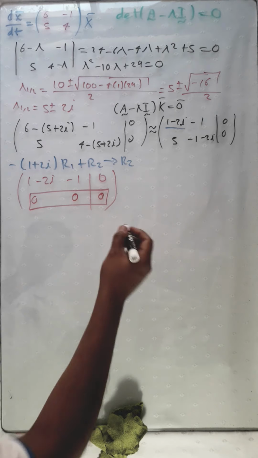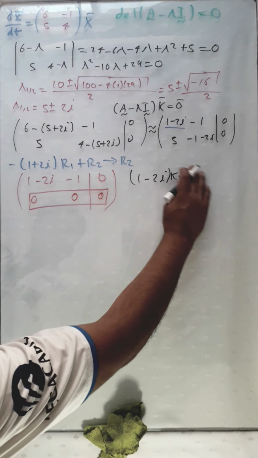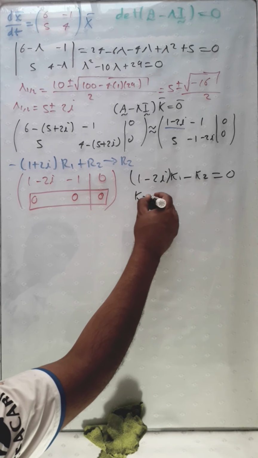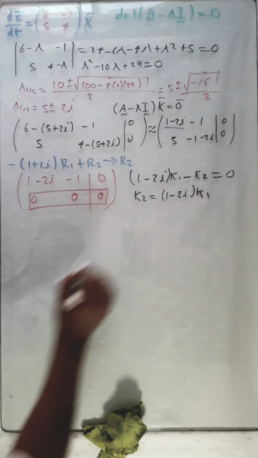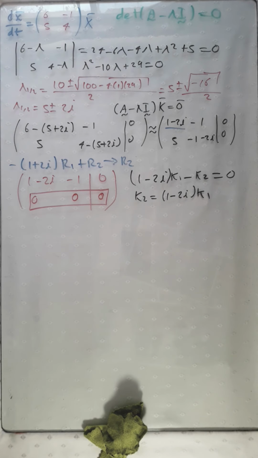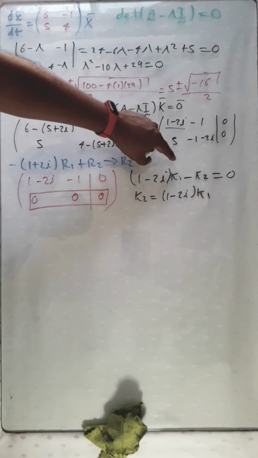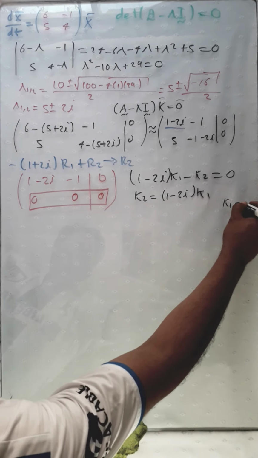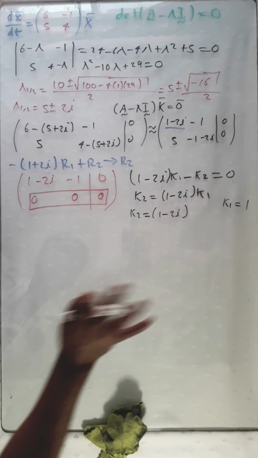So the result is this: 1 minus 2i times k1, minus k2 equal to 0. I'm going to clear k2. K2 is equal to, moving this to the other side, 1 minus 2i times k1. You can clear k1 or you can clear k2. In this case, it's easier to clear k2, because if you clear k1, then you will have the imaginary numbers in the denominator, and that is going to be more difficult. Now I'm going to choose k1 equal to 1. So k2 is equal to 1 minus 2i times 1, and that's it.